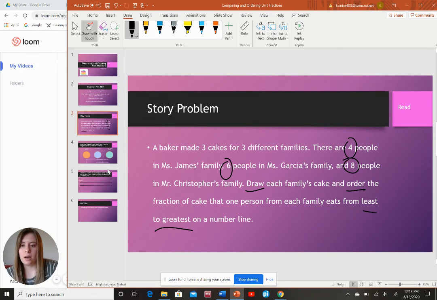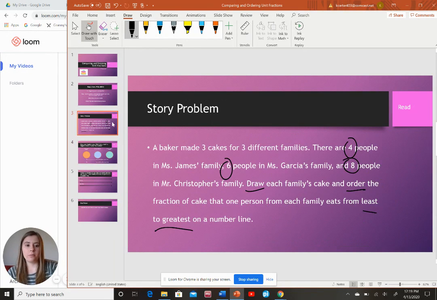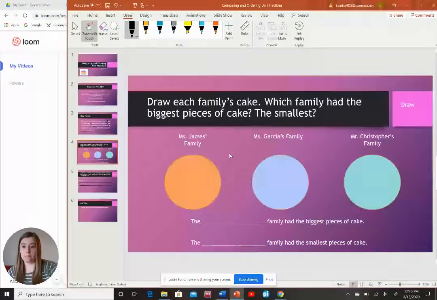So just like it said, we are going to start the drawing step of this. So this says to draw each family's cake and then answer 2 questions at the bottom, which is to say which family had the biggest pieces of cake and which family had the smallest. So first, we're just going to draw a picture to show how we would divide up Mrs. James's family's cake. So if we flip back to our problem, it said that there are 4 people in her family. So we need to divide her cake into 4 different pieces.